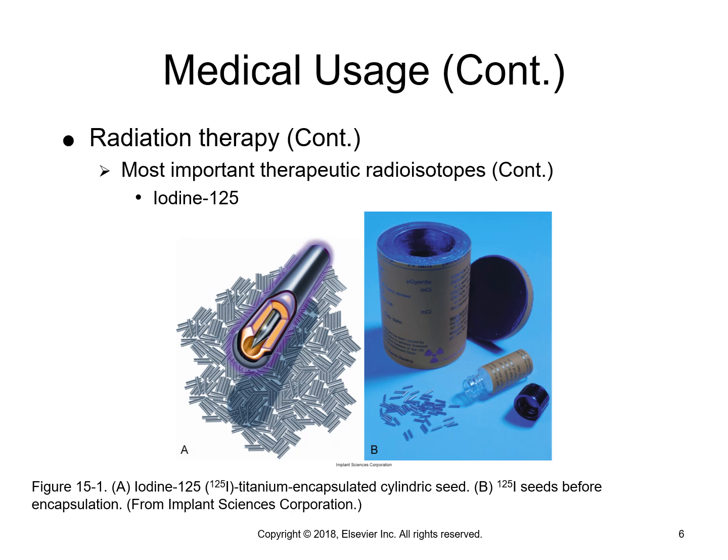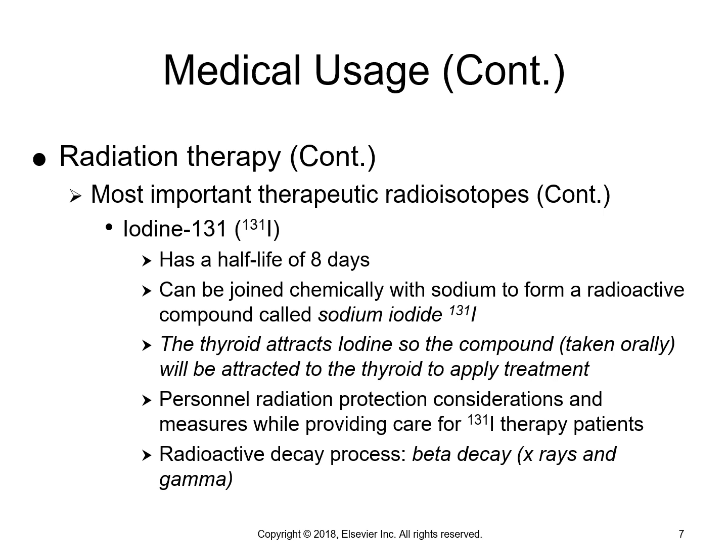Here's an example of the 125. Here would be the iodine. Here, this would be the titanium covered seeds, and it's going to gradually be emitting that radiation from here. And then these would be all inserted with kind of like a needle-like structure into the prostate, for years often.